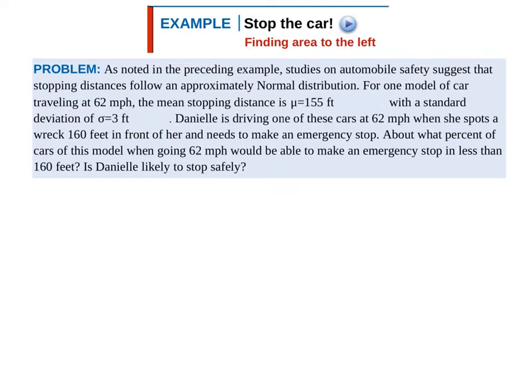So our lovely friend Danielle, she's driving one of these cars at 62 miles an hour. How handy when she spots a wreck 160 feet in front of her and needs to make an emergency stop. About what percent of cars of this model, when going 62 miles an hour, like Danielle is, would be able to make an emergency stop in less than that 160 feet? Is Danielle likely to stop safely?